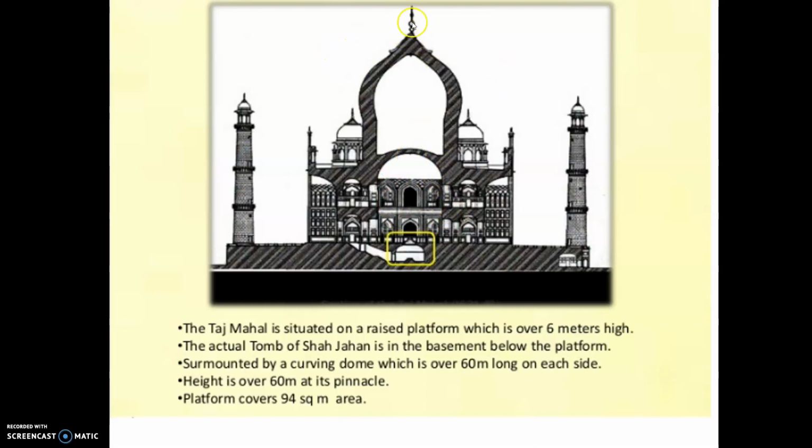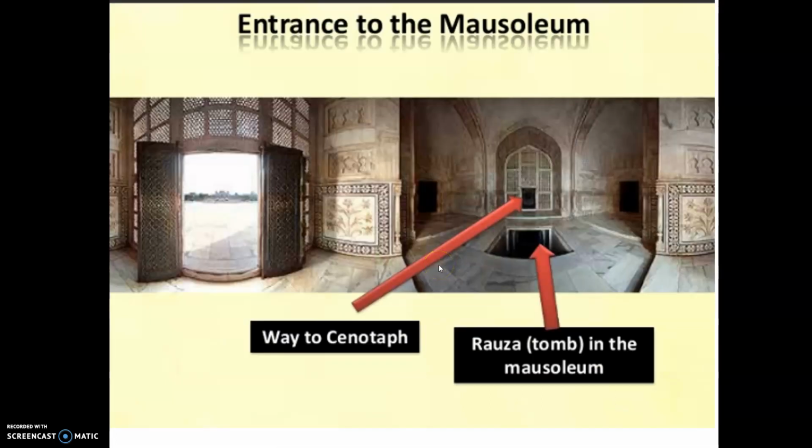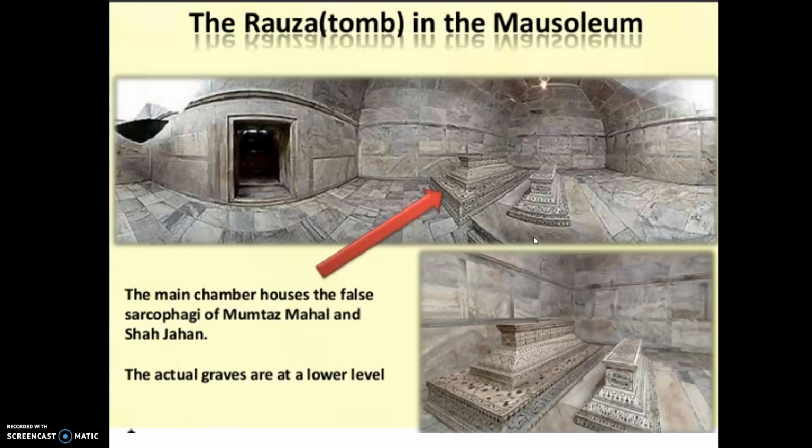This is a dome structure. The diameter is around 60 meters, and the height is over 60 meters at its pinnacle. The platform covers an area of 94 square meters. And this is the entrance to the mausoleum. This is the entrance to the underground chamber or the cenotaph.